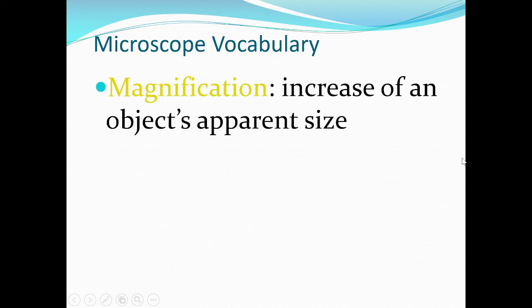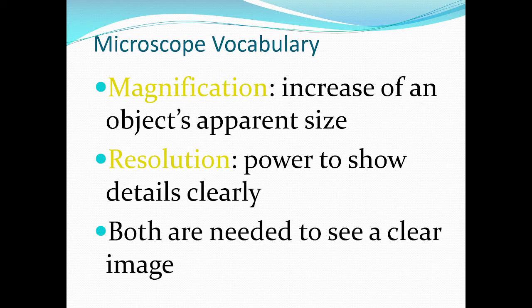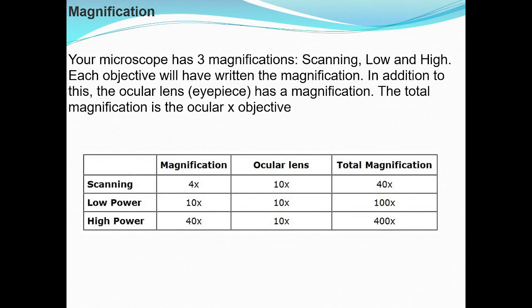Now, for us to be able to easily understand the microscope, let's define these terms. First, magnification refers to the increase of an object's apparent size. And resolution is the power to show details clearly. Both are needed to see a clear image.